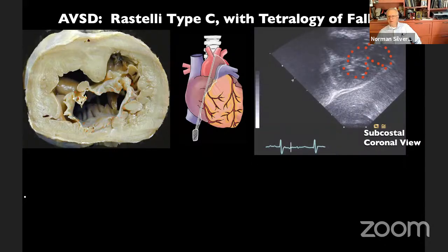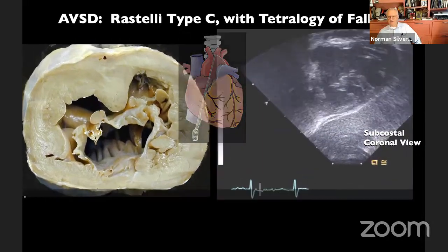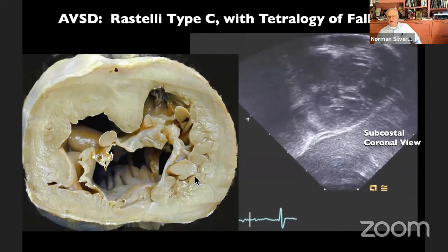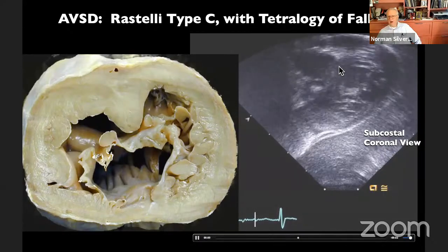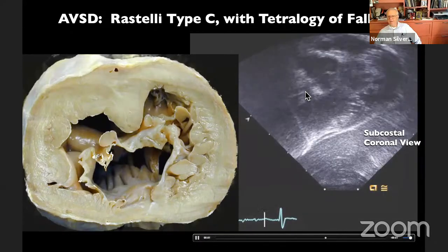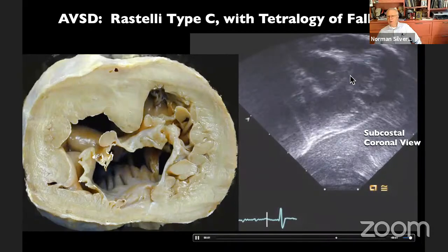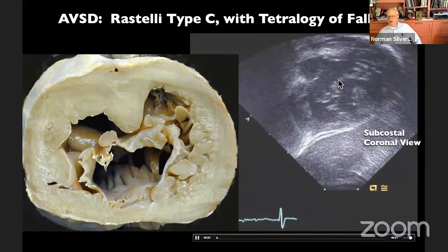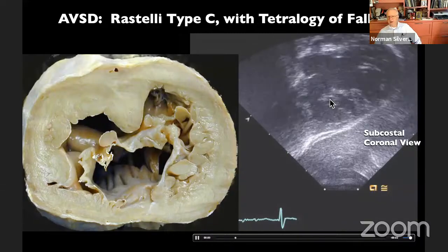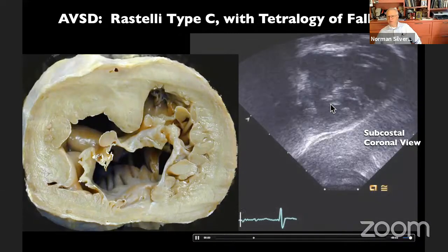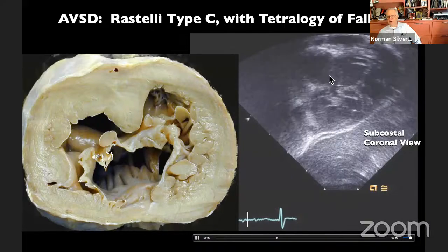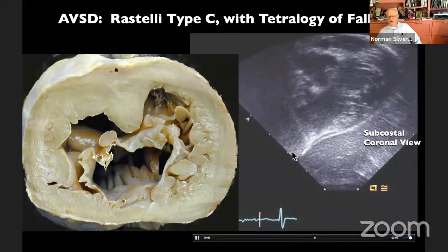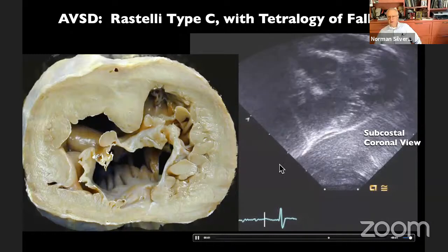And we'll remove that so that you can see the leaflets and zoom in on it so that you can get a better look at that over here. So overriding aorta, narrow infundibulum, a complete AV septal defect, bridging across the canal and inserting into papillary muscle in the right ventricle with a nice huge ventricular septal defect.